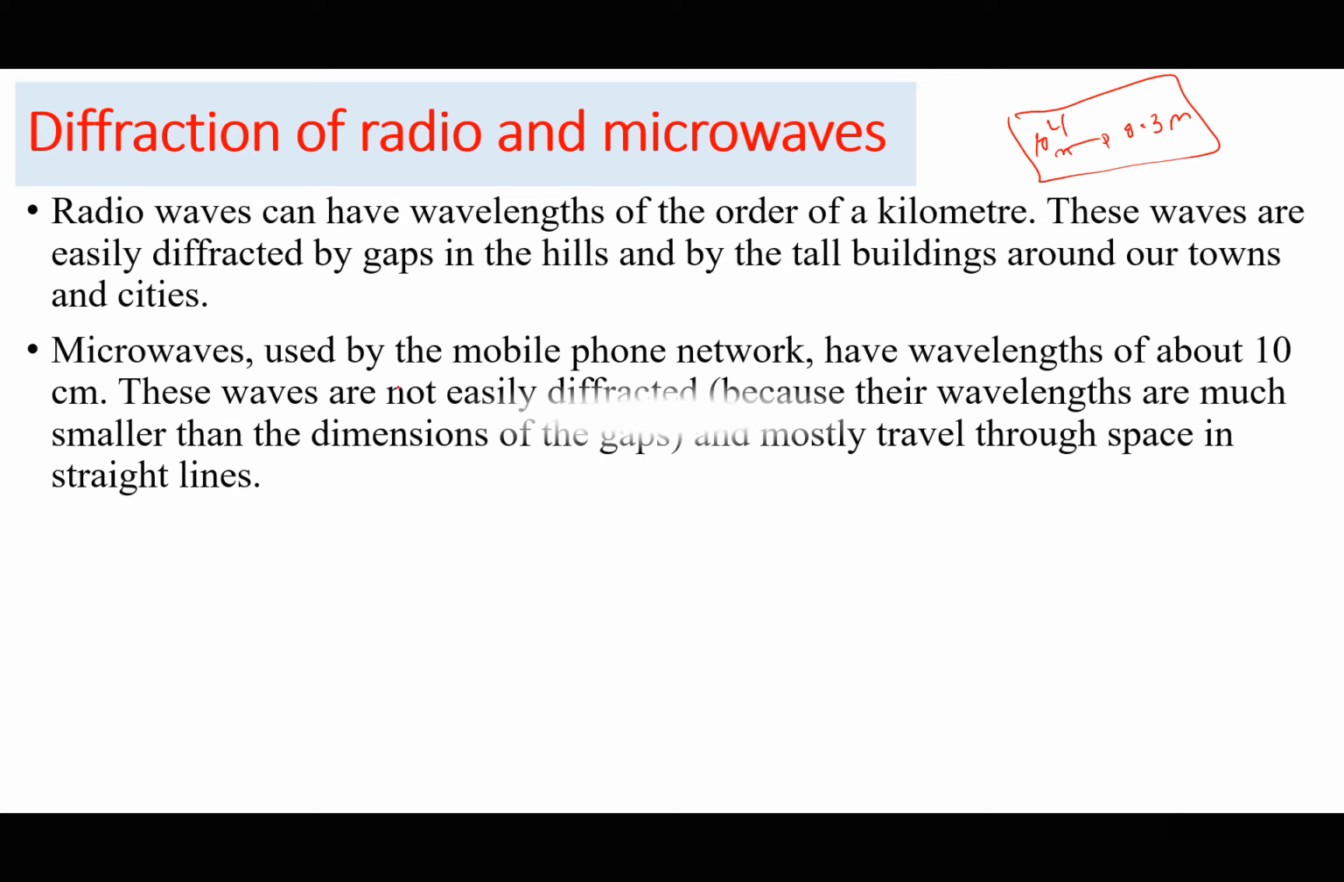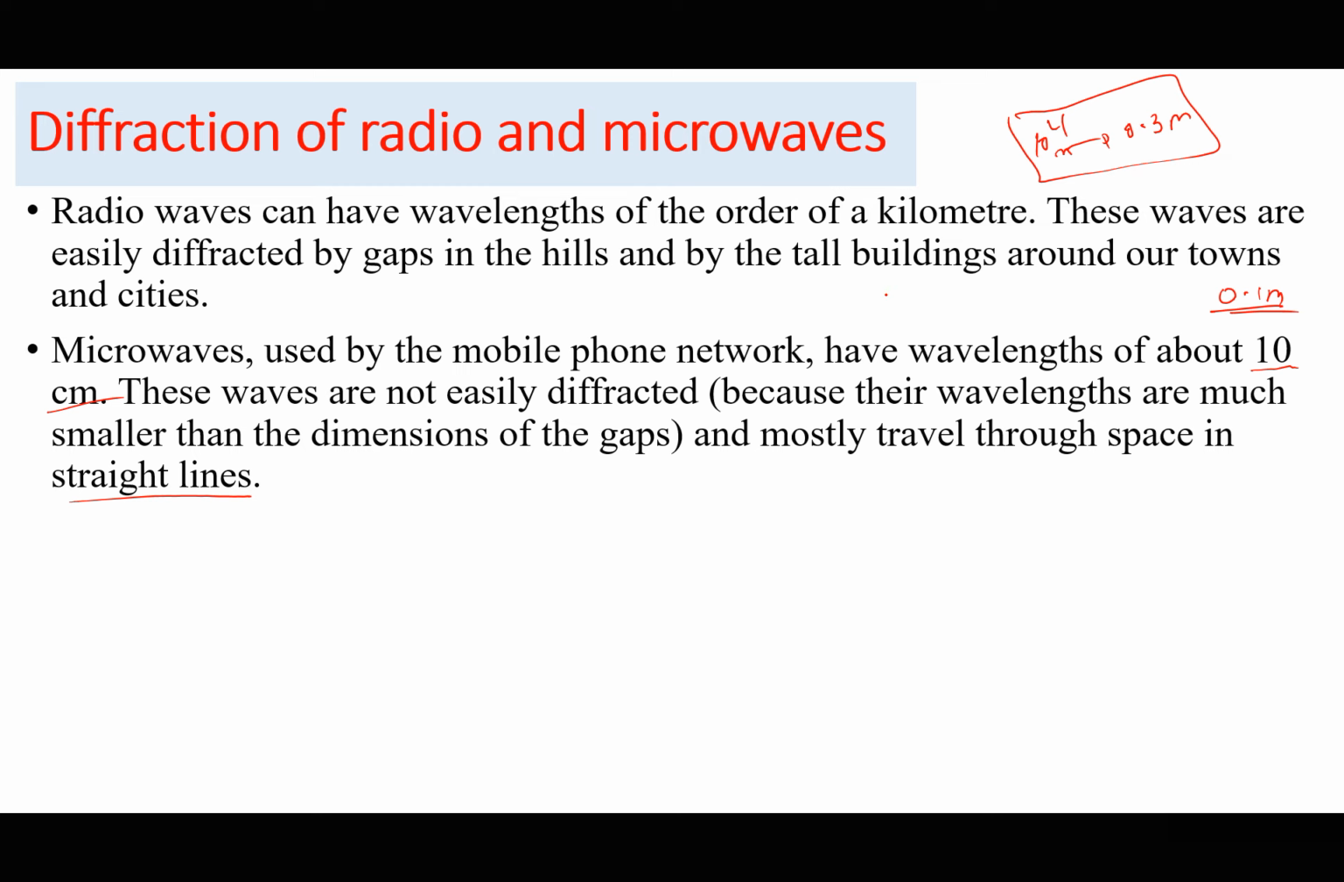Microwaves, on the other hand, are used by the mobile phone network, and have wavelengths of about 10 centimeters. 10 centimeters is about 0.1 meter. This is a relatively smaller wavelength. That is why they may not easily undergo diffraction. These waves are not easily diffracted because their wavelengths are much smaller than the dimensions of the gaps, and mostly they travel through space in straight lines.